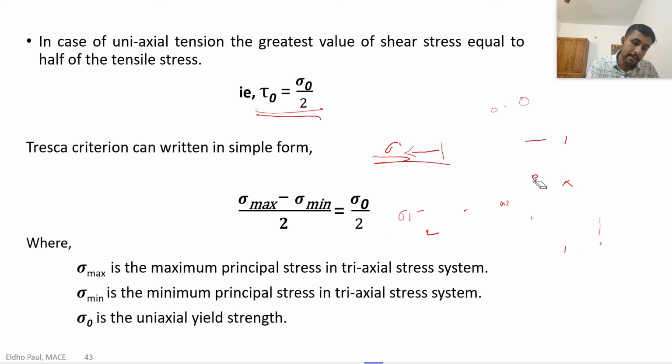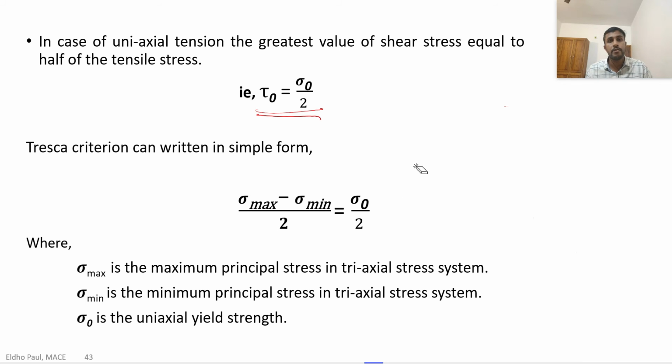So this is the Tresca criterion. We discussed two criteria. The first one is the Von Mises criterion, with the equation sigma 1 minus sigma 2 whole square plus sigma 2 minus sigma 3 whole square plus sigma 3 minus sigma 1 whole square is equal to 2 sigma 0 square. Under a complex loading condition, if this equation is satisfied, then there will be a permanent deformation. The Tresca criterion is based on the maximum shear stress: sigma 1 minus sigma 3 by 2 is the maximum shear stress. If the maximum shear stress on a material crosses the shear stress corresponding to the yield point of the material, then there will be a plastic deformation. That is the Tresca criterion.